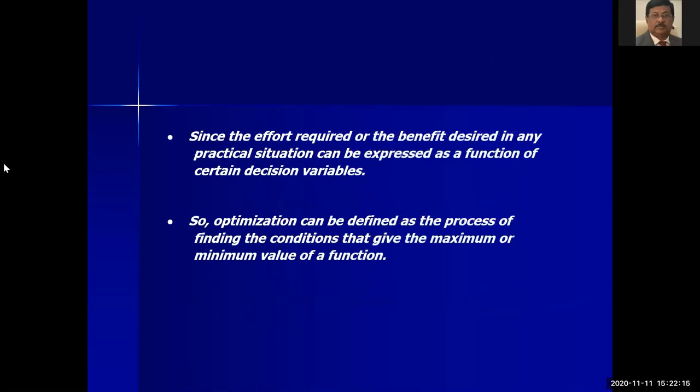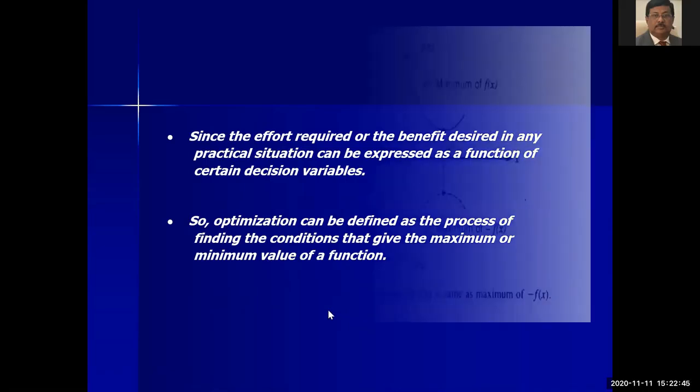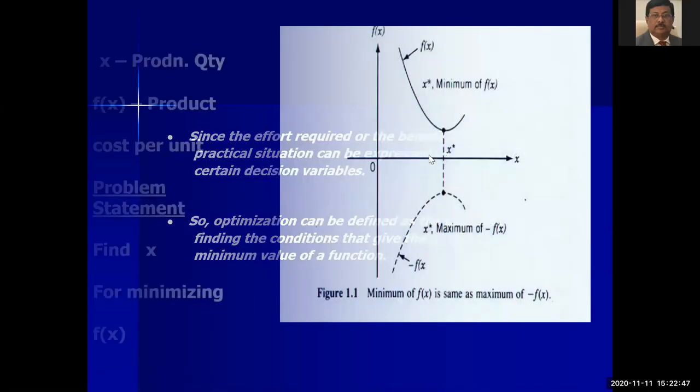Since the effort required or the benefit desired in any practical situation can be expressed as a function of certain decision variables, it can be represented in terms of certain decision variables. So now what is optimization? Optimization can be defined as the process of finding the conditions that give the maximum or minimum value of a function. Let me give you a simple example to understand this.